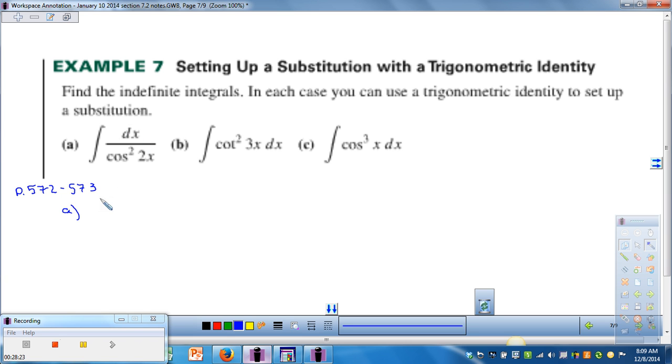The integral of dx over cosine squared 2x. Can anyone think of a helpful substitution there, before we even choose u? Donna? We could, so we could do 1 minus sine squared on the bottom, right? Is it going to help us? It's not going to help us too much. Other ideas. What is 1 over cosine squared equal to? Secant squared. Well, why is that helpful?